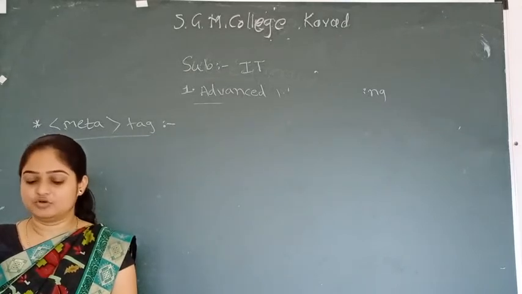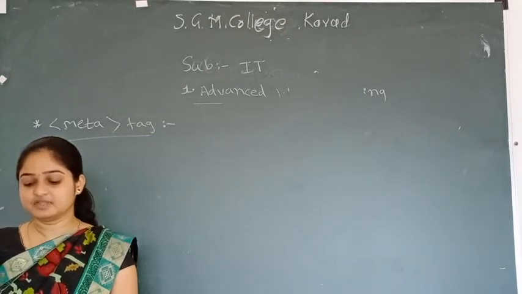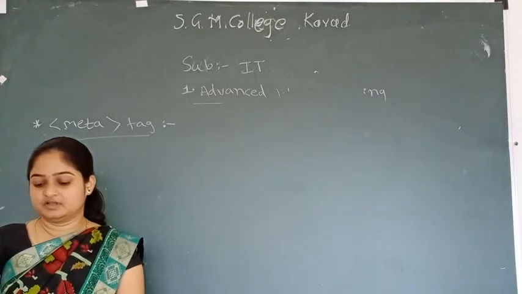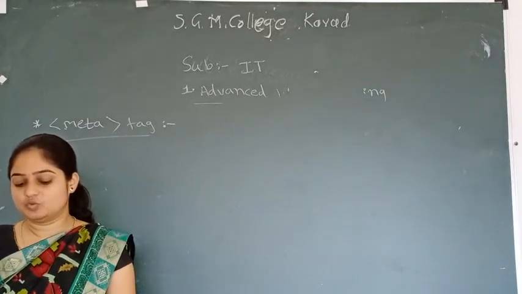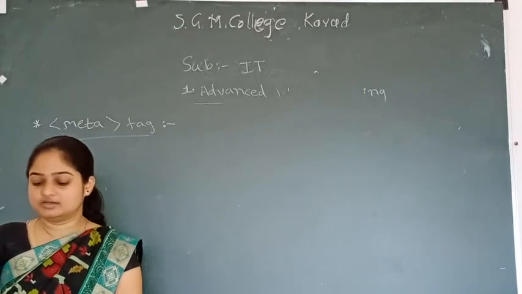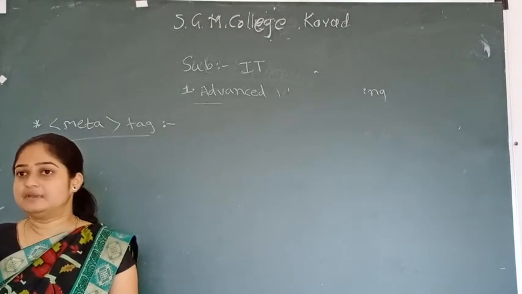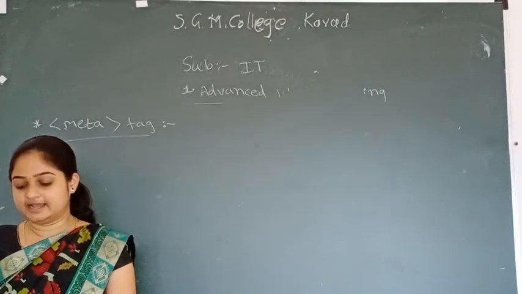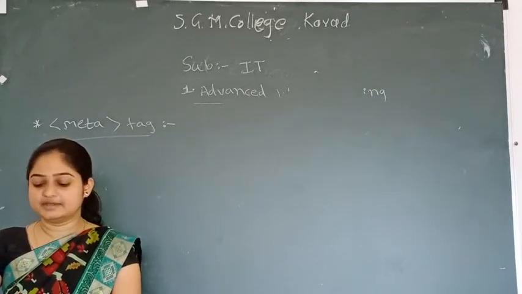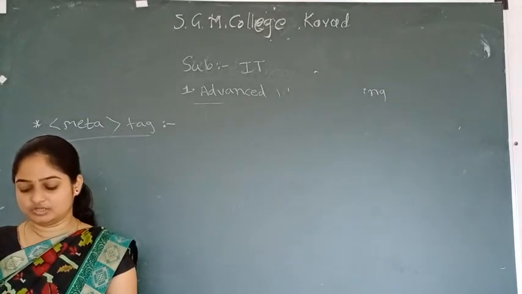The metadata is a set of data that describes and gives information about other data. The meta tags are typically used to provide structured data such as document keywords, description, author name, character encoding, and other metadata. Meta tags can be placed inside the head section of the HTML document, and metadata will not be displayed on the web page.